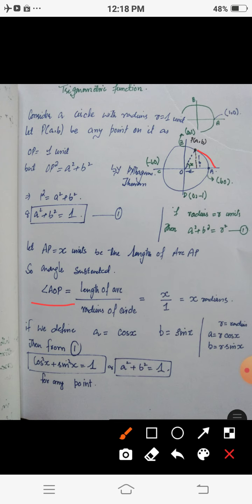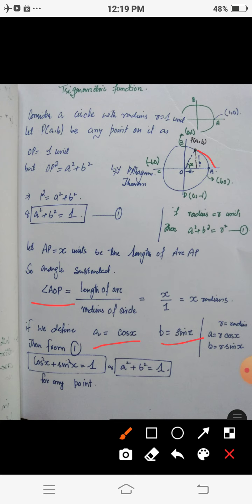Now let us define, because we have two types of coordinates for a point. One is the Cartesian coordinate, the second is the polar coordinate. Cartesian coordinates are simply x and y. Polar coordinates are in terms of cos theta and sin theta. So let us define a equals cos x and b equals sin x.